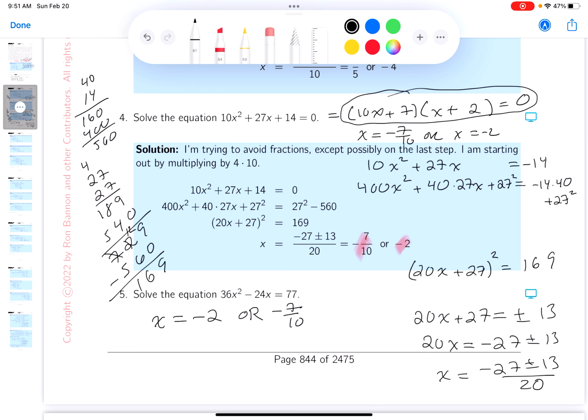Let me check that again. Minus 27 plus 13 is minus 14. And minus 14 divided by 20 is minus 7 tenths. Am I getting the same results? I'm getting the same results. All right? Thank you.